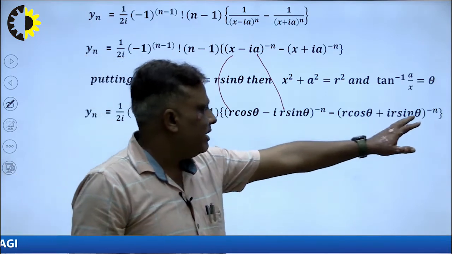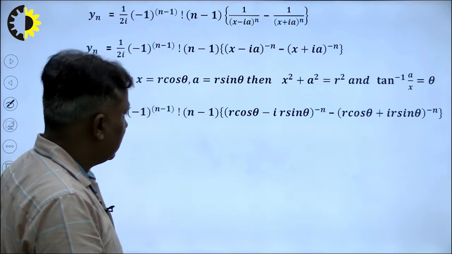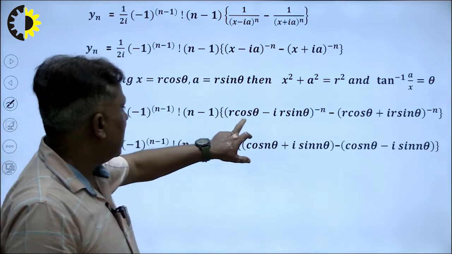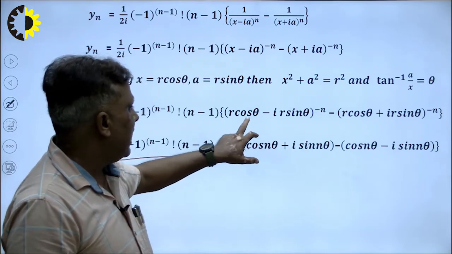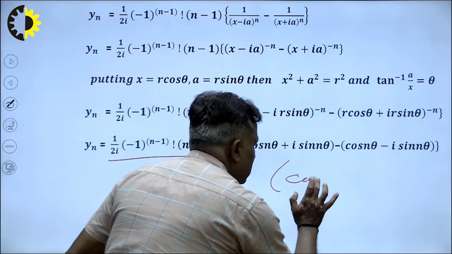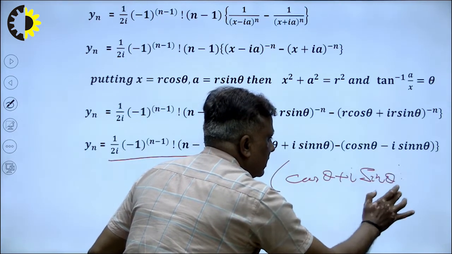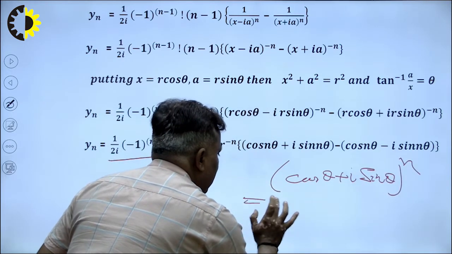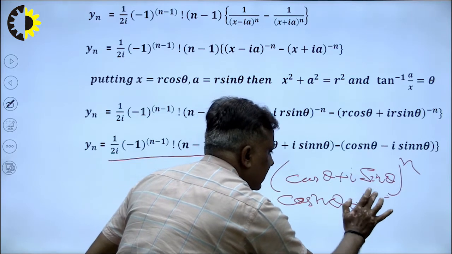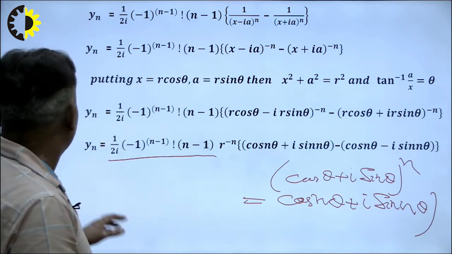So when we apply de Moivre's theorem, I see a very beautiful result. 1 upon, this is the common part of the previous form, and r raised to the power minus n is common, and apply the de Moivre theorem. I write cos theta plus i sin theta raised to the power n, and the result will be cos n theta plus i sin n theta. This is the result of de Moivre theorem, so I apply it here.